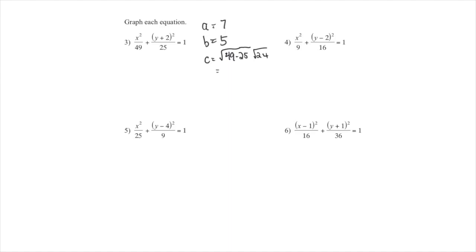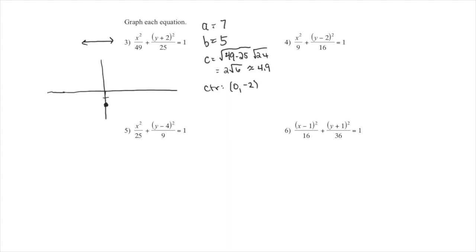In this example, we go straight into finding A, B, and C. This one is going to have a horizontal major axis because it's going to be running like the x-axis, because 49 is under x squared. So I'm going to graph the center first, and then I'll use A to go left and right to find my vertices, and I'll use B to go up and down to find the co-vertices.